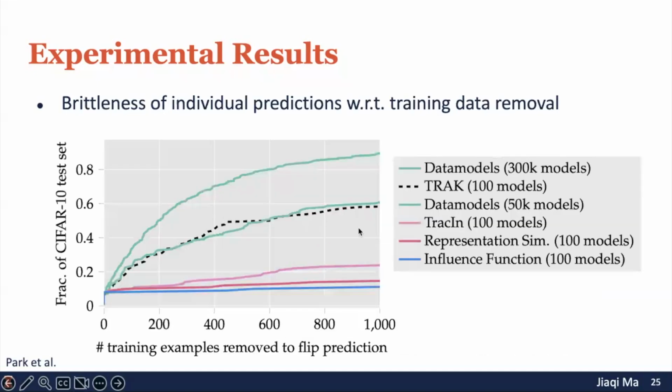The authors also evaluated the method in terms of prediction brittleness, which we introduced earlier. And again, we see that the TRAK method with just a 100-model ensemble achieves the same performance as data models estimated from 50,000 models. So it significantly reduces the need for model retraining and subset sampling in comparison to data models.